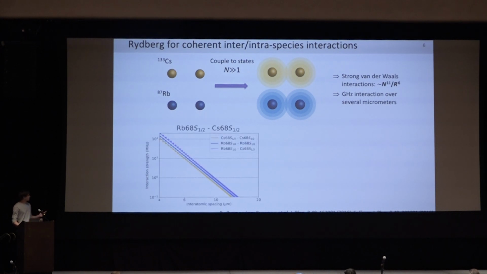We can look at a specific case. So this is for 68S1/2 rubidium, 68S1/2 cesium. And what we see is that in all 3 cases, so our cesium-cesium, rubidium-rubidium, and rubidium-cesium interactions, they're all doing more or less the same thing, right? So we get this 1 over r to the 6 slope. You have this slight hierarchy of energies, but they're all pretty similar. Now, an interesting thing happens for dual species experiments, though, because you can get what's called a Forster resonance.